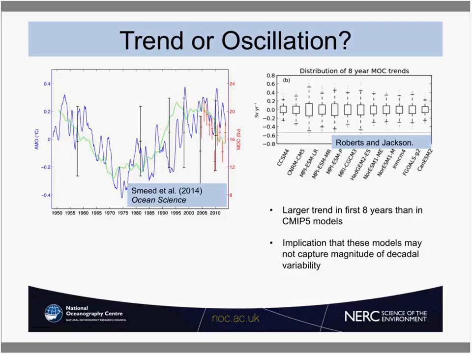This figure from Robson and Jackson that came out last year shows that the trend that we see in observations is actually much larger than any 10-year trend. Well, this was done on 8-year trends. It's larger than any 8-year trends that are present in a range of coupled climate models. The implication really is that these models do not capture the magnitude of decadal variability that exists in the ocean.